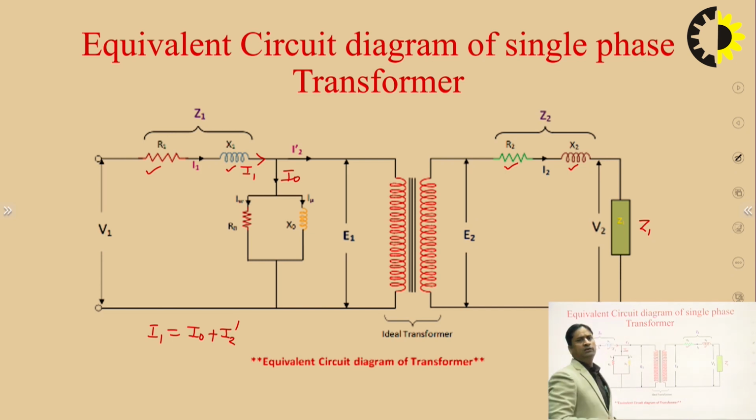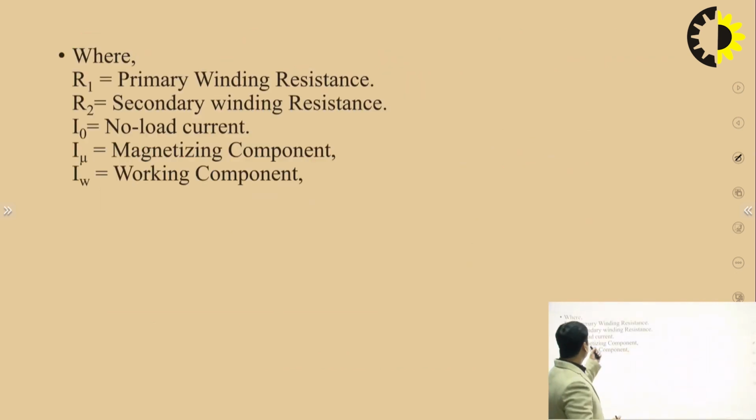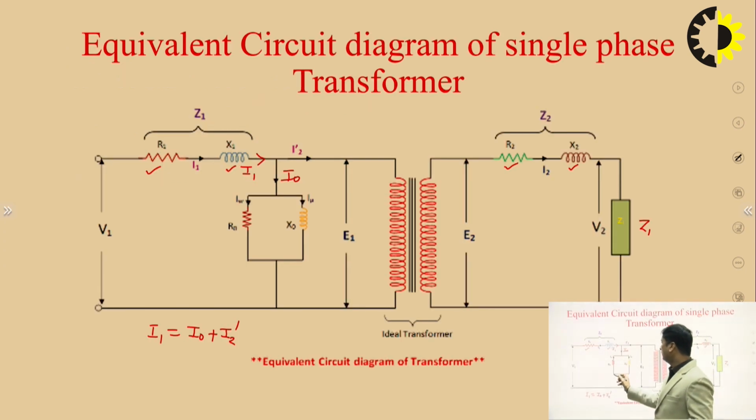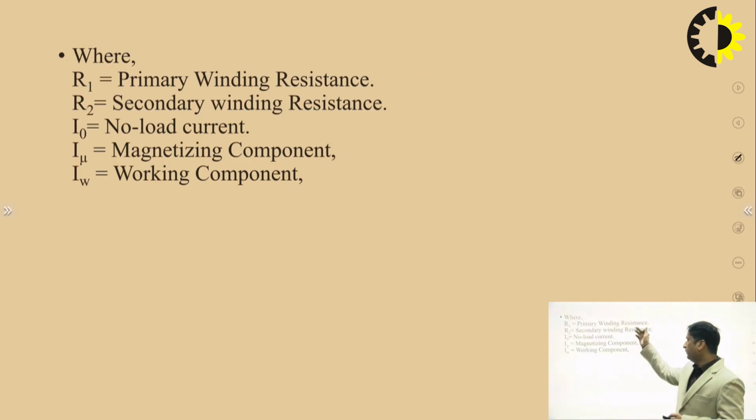Let us focus on the phasor diagram of this single phase transformer, or actual transformer. These are the parameters which I just told you. R1 is the primary resistance, R2 is the secondary resistance, I0 is the no load current, and I mu and IW are mentioned here. IW is also called the working component or core loss component, and similarly I mu is the magnetizing component of the no load current. These are the nomenclature.